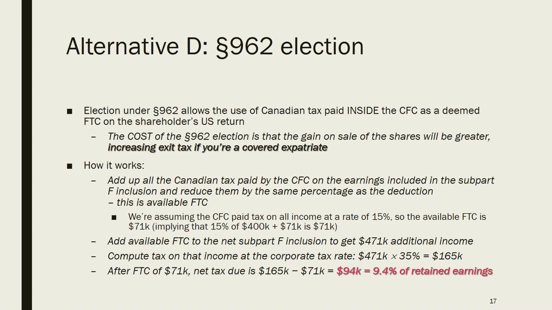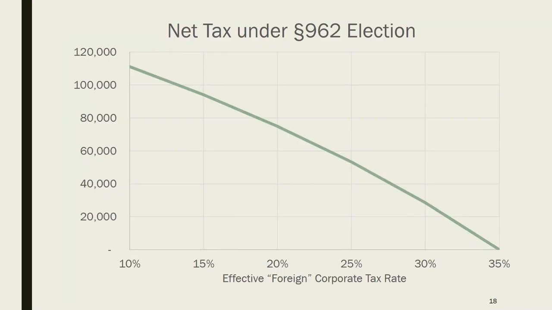Right. But that $94,000 depends crucially on that assumption I made that our corporate tax rate is 15%. So if our corporate tax rate is different from 15%, the result's going to be different. And the higher the corporate tax rate, the lower the tax we're going to pay to the U.S. Right. So we've got $94,000 at 15%. If our corporation's paying an effective tax rate of 35%, we will owe zero on the transition tax.